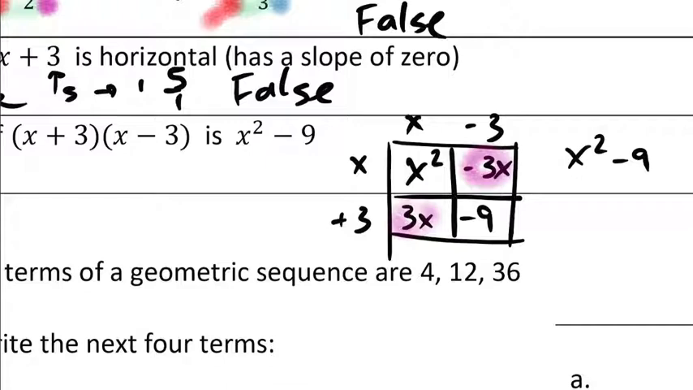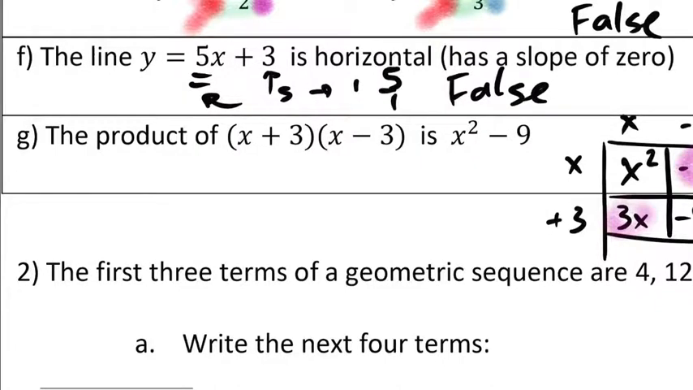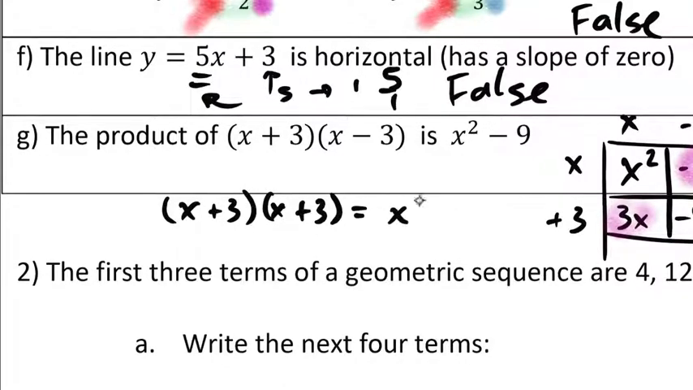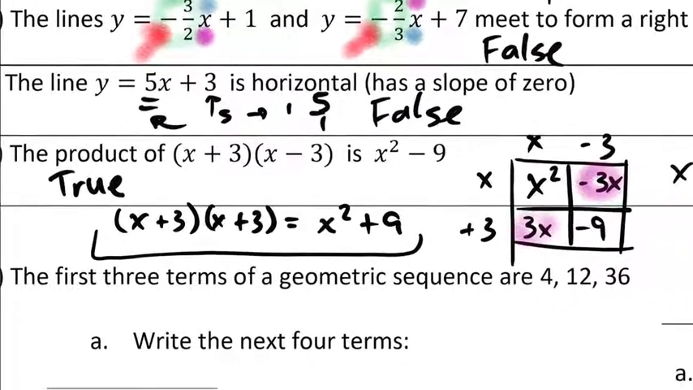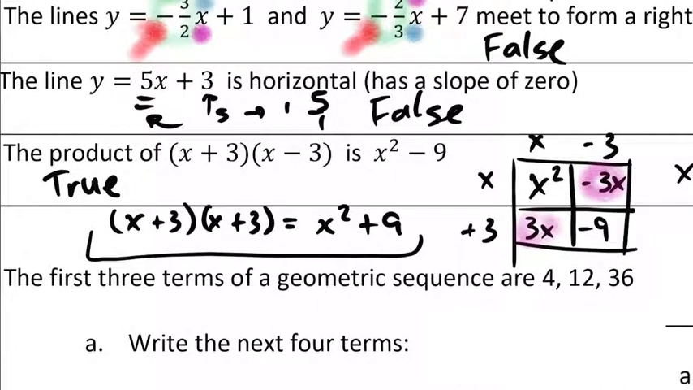The reason why I caution you to be careful, though, is because if I were to ask, is x plus 3 times x plus 3 equal to x squared plus 9, the answer to that, surprisingly maybe, would be false. Up here, the answer is true. But we should look at why this would be false and not overgeneralize. So if I were to multiply these two, let me make this a positive. This will change and this will change.